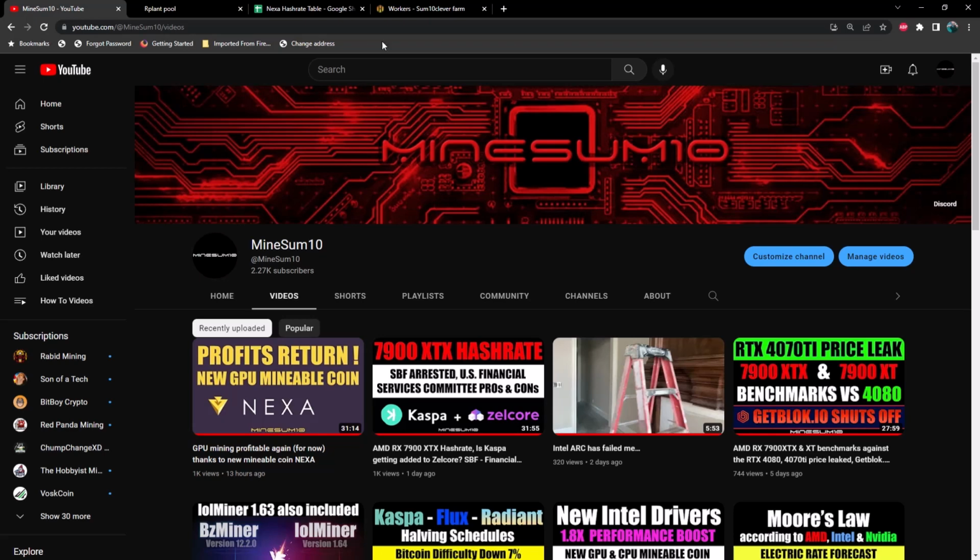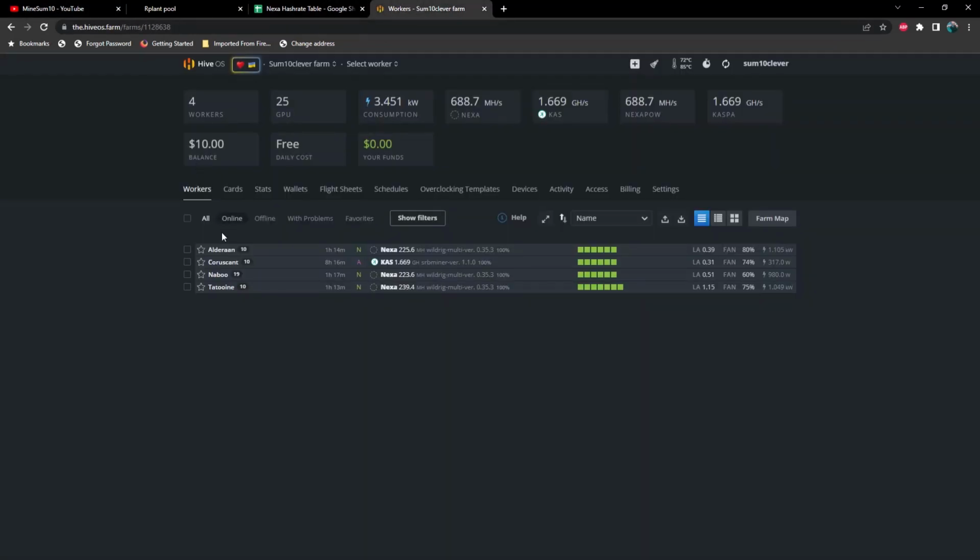Let's go ahead and take a look at our rigs here. I currently have three different rigs running on NEXA. We've got Alderaan, which is all 3070 Ti's. We've got Naboo, which is 3070s and 3080s, and then we've got Tatooine, which is a mix of 3080 Ti, a 3070 Ti, a 3080, a 3070, and a 3060 Ti. Pretty much everything in here are all Founders Editions.